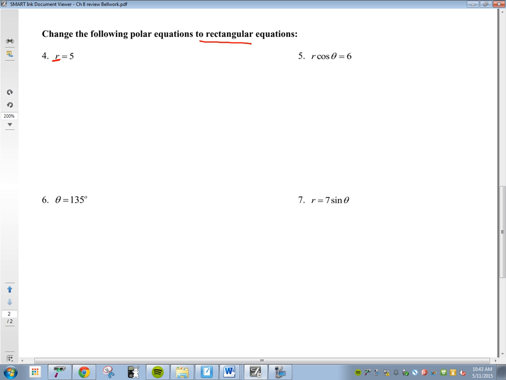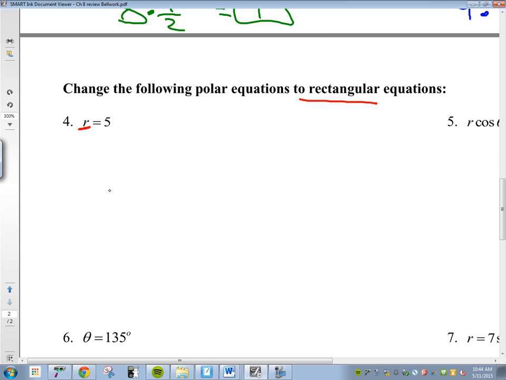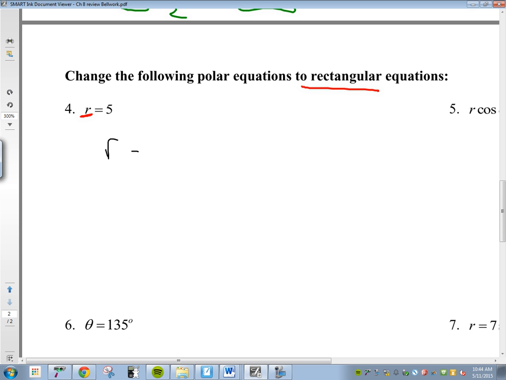r squared equals x squared plus y squared. Okay, I only have r right now, so what would I need to do with this problem to make it r squared? Square it. So I'm going to square both sides. It said r equals 5. I'm going to square this side and square this side.